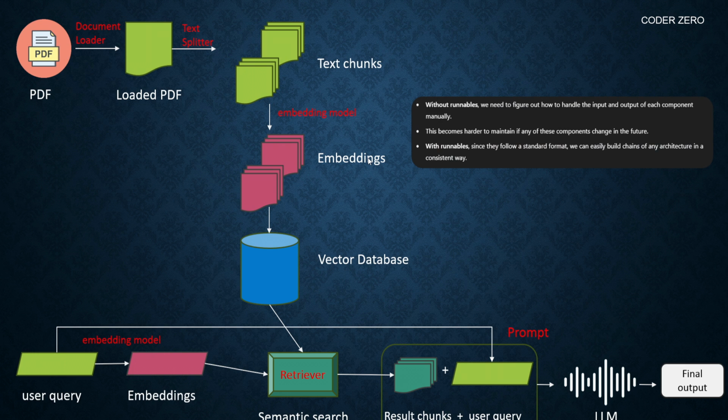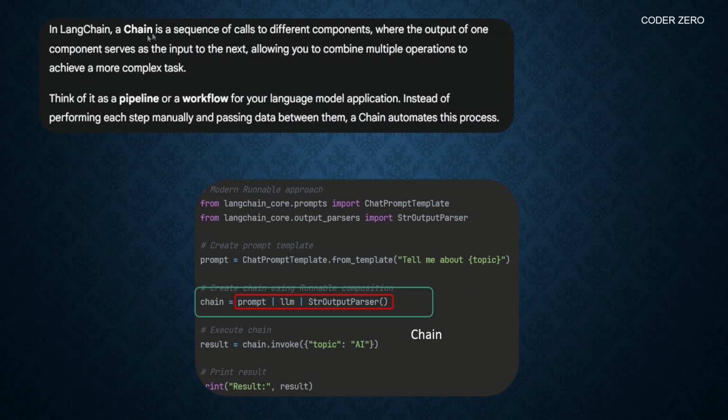Now what is a chain? In LangChain, a chain is a sequence of calls to different components where the output of one component serves as the input to the next, allowing you to combine multiple operations to achieve a more complex task. Think of it as a pipeline or workflow for your language model application. Instead of performing each step manually and passing data between them, a chain automates this process.